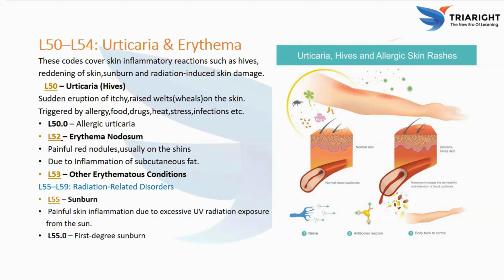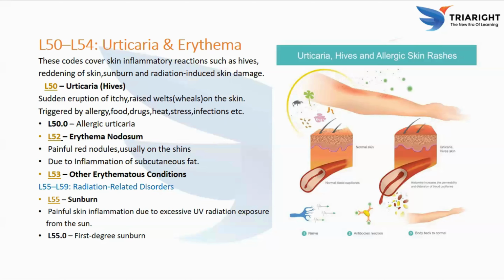L50.0 is the subcode for allergic urticaria. Whenever allergic urticaria is diagnosed within the patient record, you have to assign the code L50.0. This occurs specifically due to allergens such as nuts, eggs, milk, drugs, etc. So what is the clinical clue? You can see symptoms like intense itching plus raised red patches.